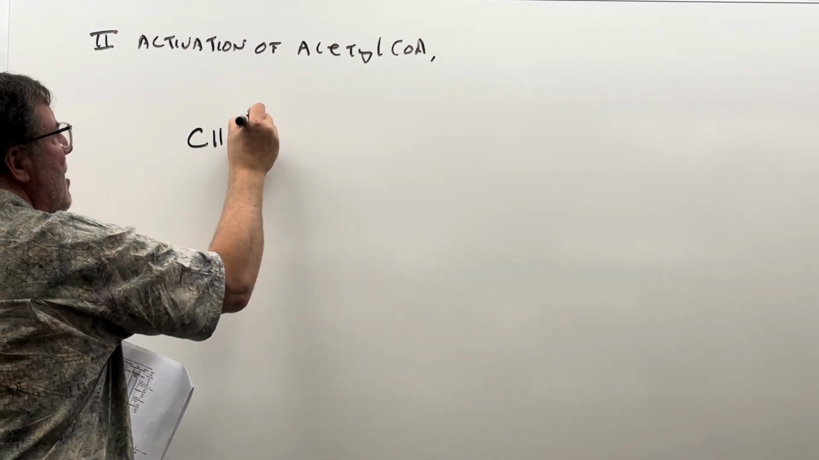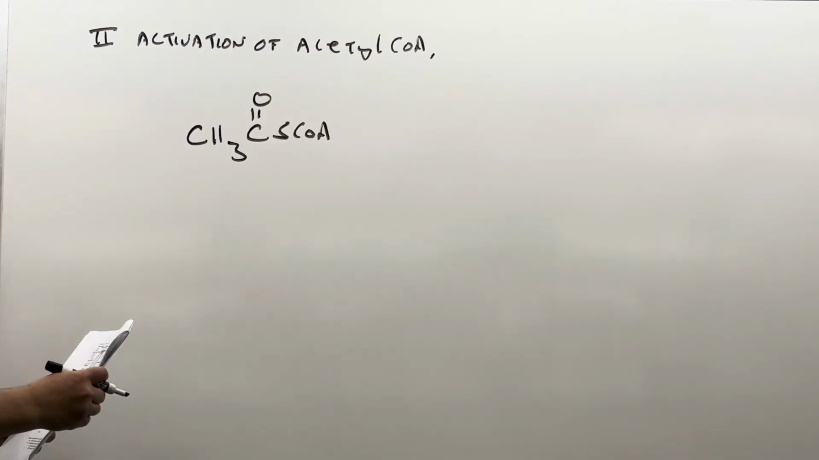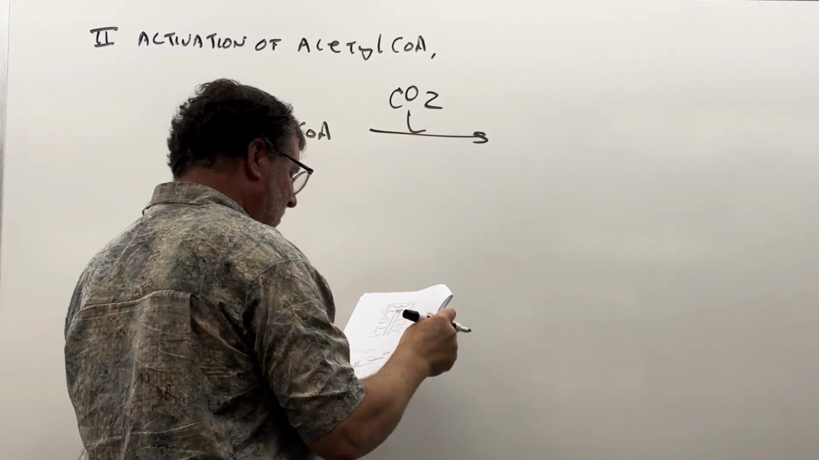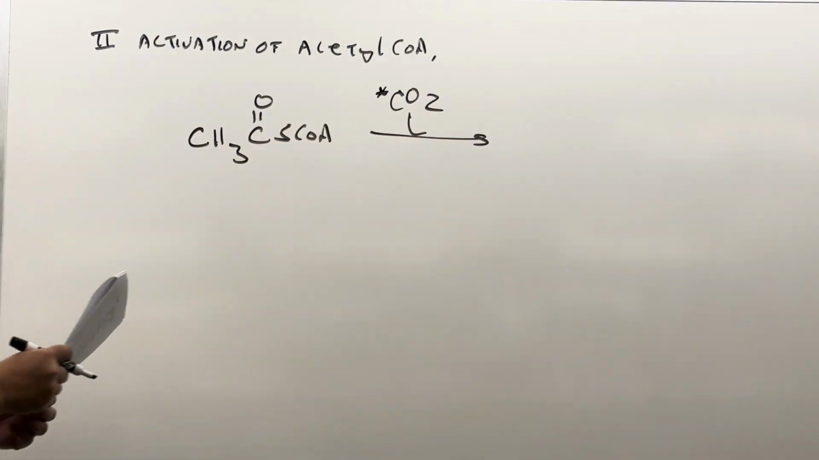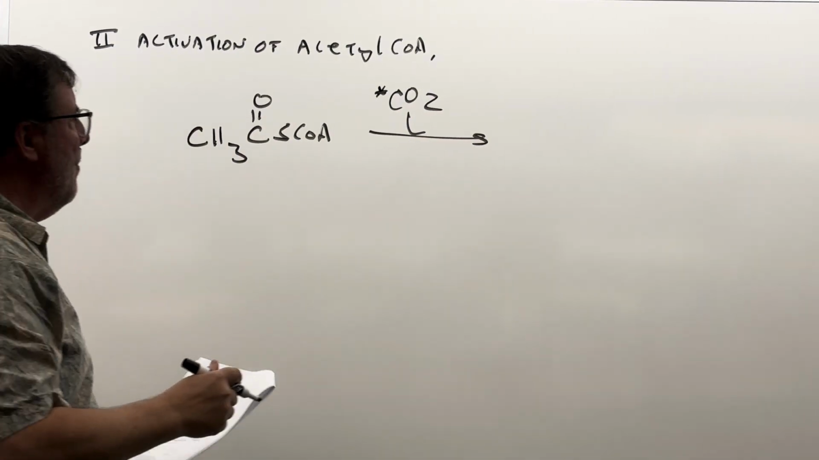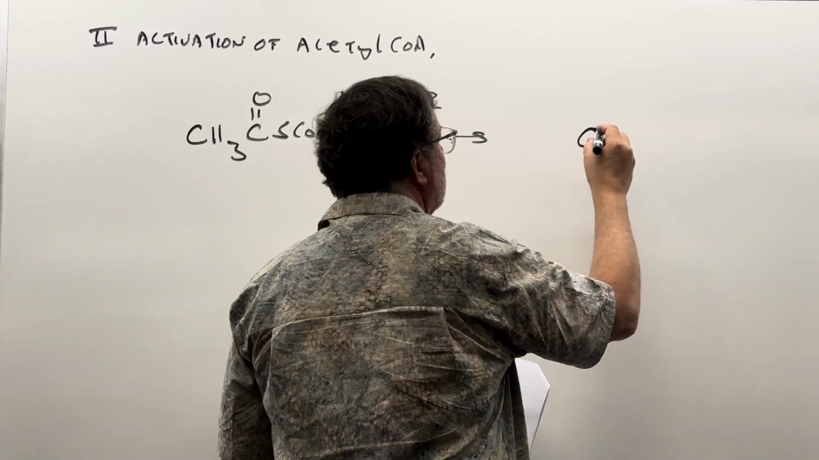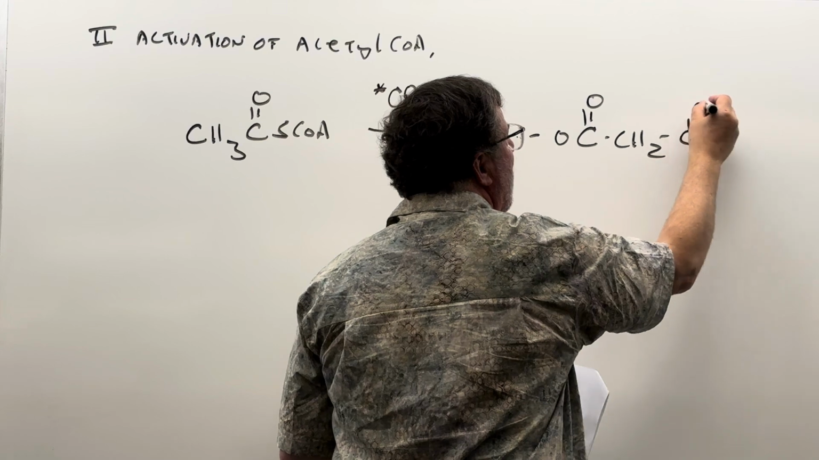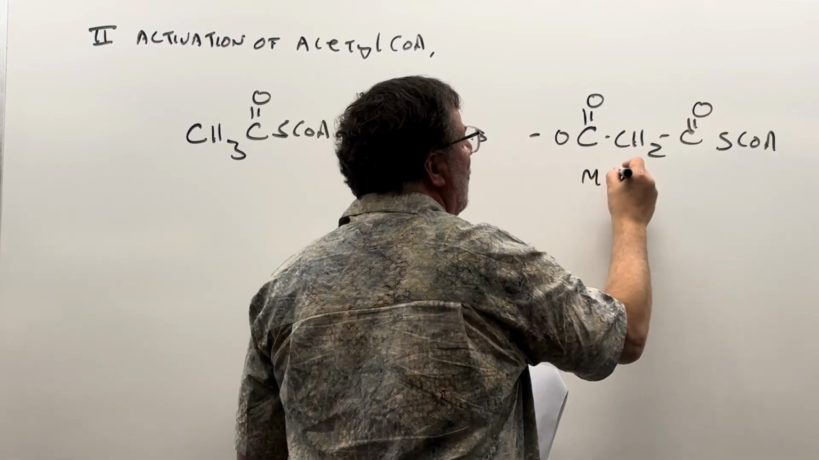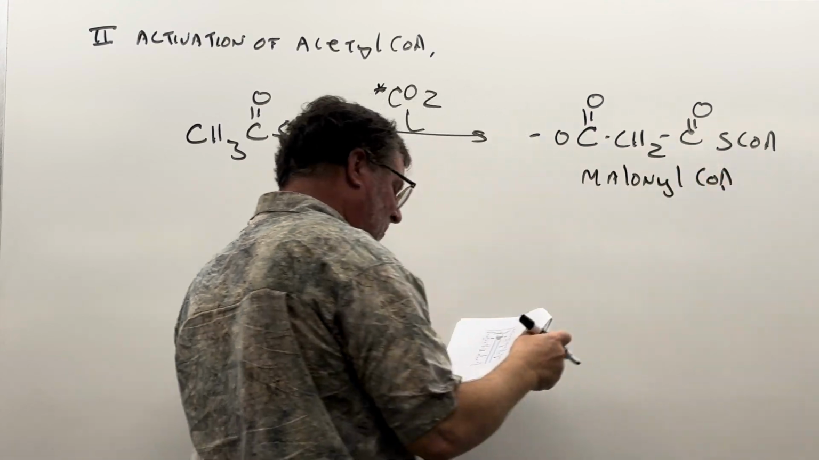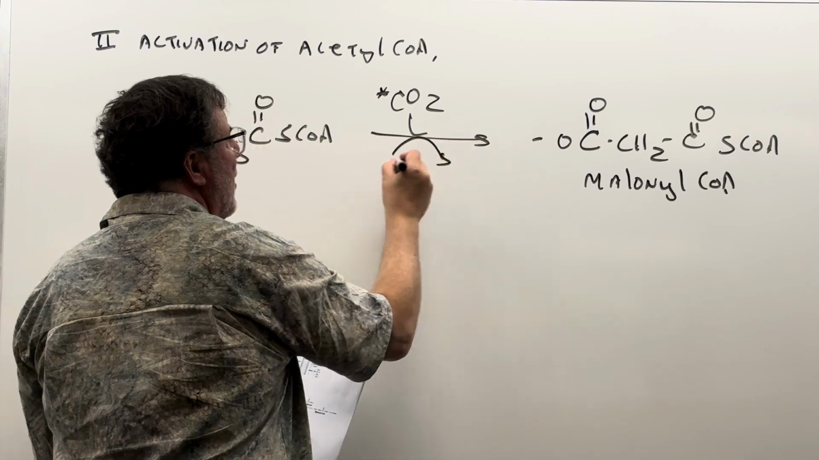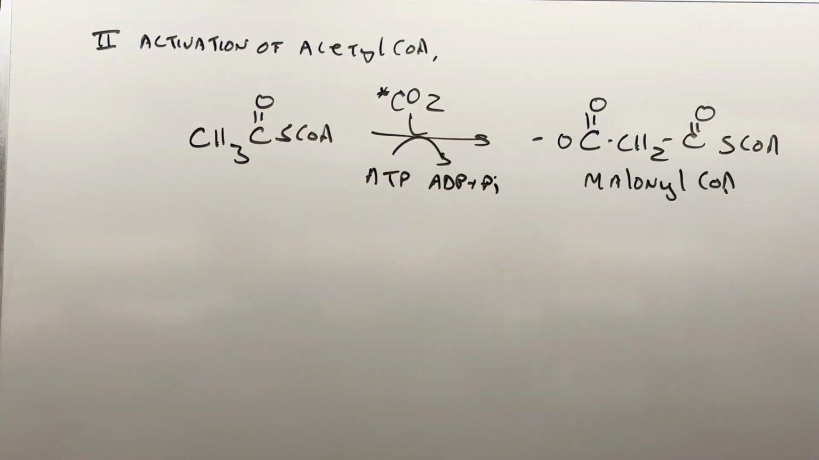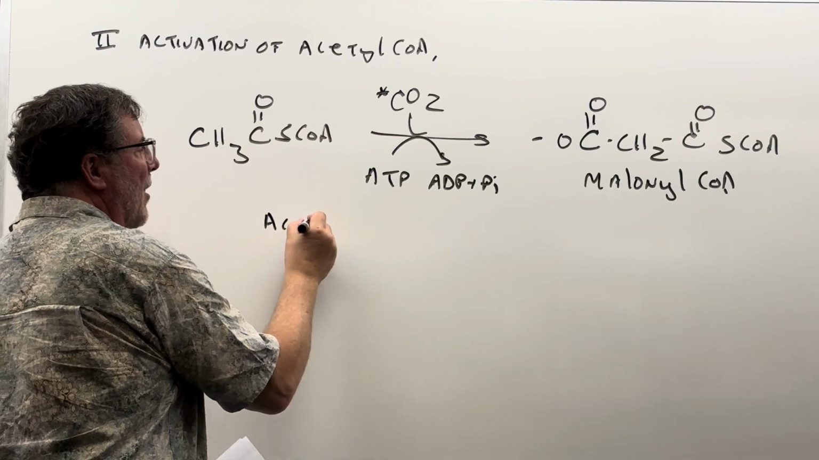So we take acetyl-CoA and we bring in carbon dioxide and we end up making this compound here, which is known as malonyl-CoA. And this requires the hydrolysis, coupled to the hydrolysis of ATP. And the name of this enzyme is acetyl-CoA carboxylase.